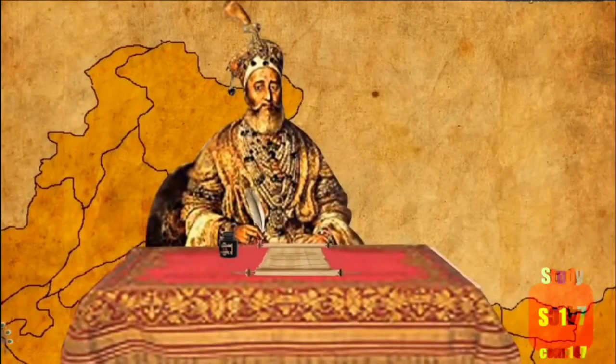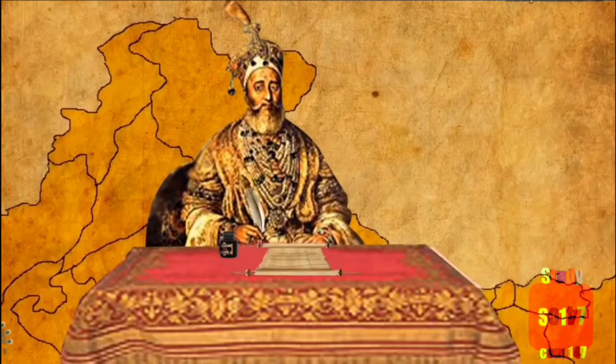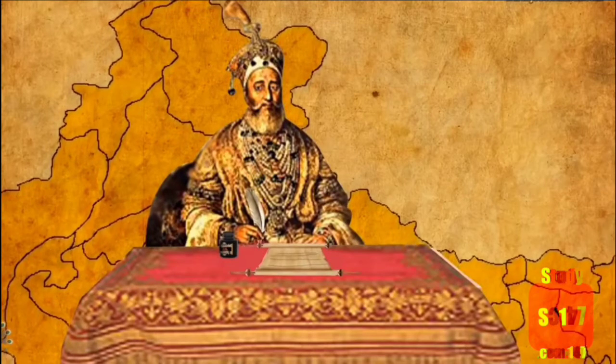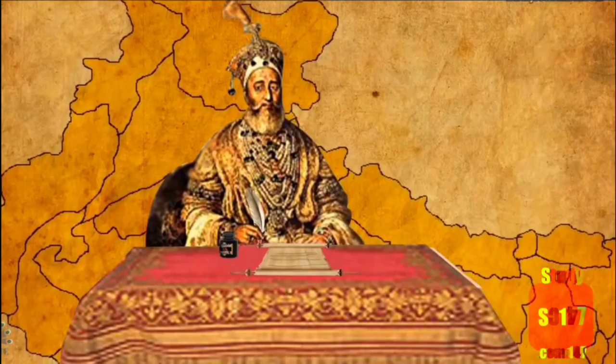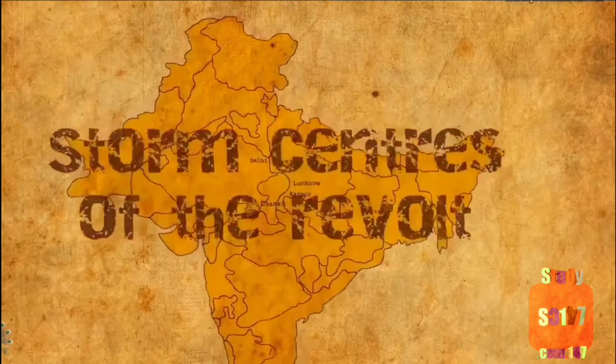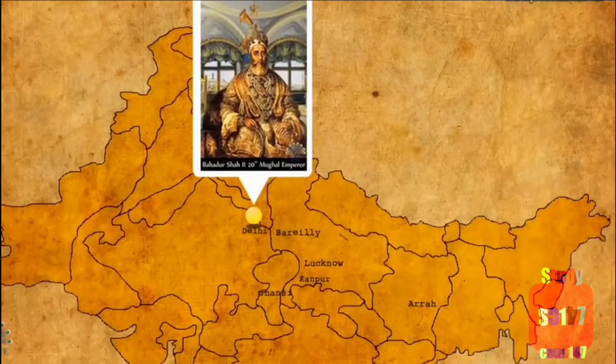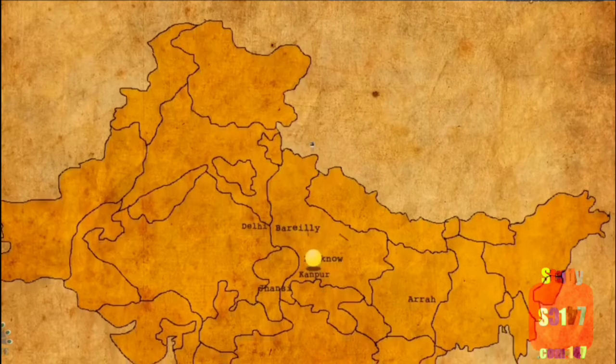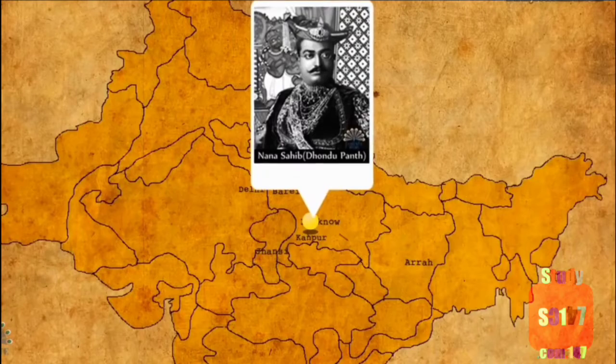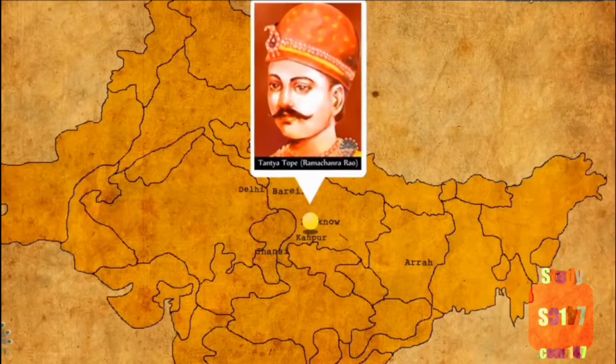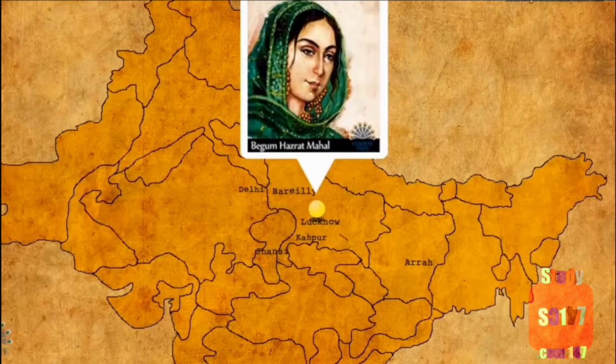Bahadur Shah wrote letters to all the chiefs and rulers of India urging them to organize a confederacy of the Indian states to fight and replace the British. The centers of the revolt were Delhi and other places. The Mughal Emperor Bahadur Shah was only a symbolic leader and the real power was exercised by General Bakht Khan. At Kanpur, the revolt was led by Nana Sahib and his general Tatya Tope. The revolt at Lucknow was led by Begum Hazrat Mahal. Maulvi Ahmadullah of Faizabad also organized rebellions and fought the British.